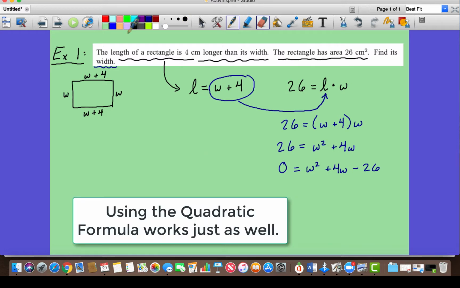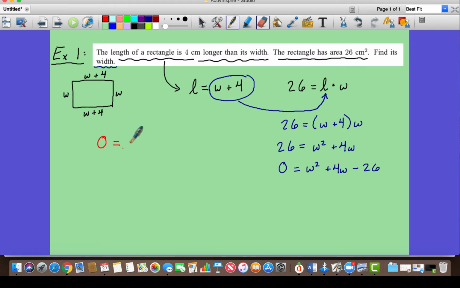And I'll go do that over here on the left. So I've got 0 equals W squared plus 4W minus 26. I'm going to rewrite that as W plus 2 squared. That would get me the W squared and the 4W if I were to FOIL that out, but it would also get me an extra positive 4, and so I'm going to subtract 4 to account for that, and I still have the minus 26. So all parts are accounted for. I simplify that as W plus 2 squared minus 30 equals 0.